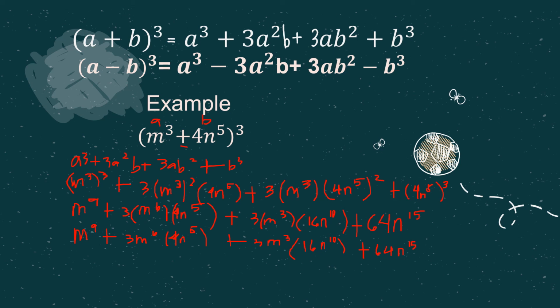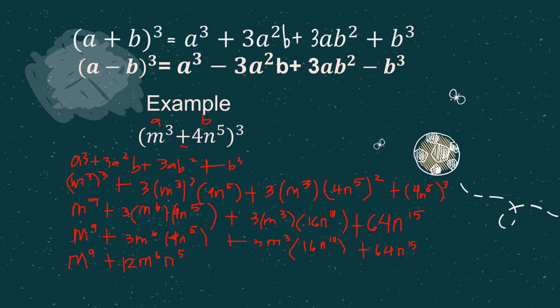Okay. Now we can simplify these again. So this will be m to the 9th power plus 3m to the 6 times 4n to the 5th. Multiply all the numerical coefficients: 3 times 4 is 12. Since there is nothing to multiply with the m, copy m and its exponent 6, and the exponent of n, which is 5. Just copy them when there is nothing to multiply.